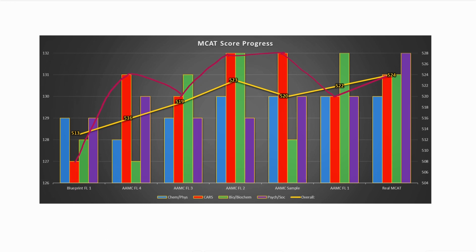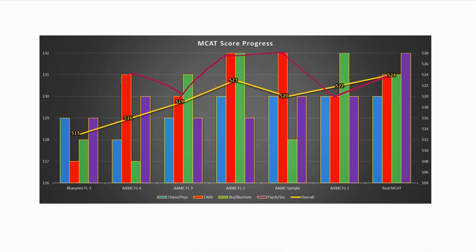And Blueprint, frankly, most of the other test makers, most of the non-AAMC test makers, in my opinion, their CARS sections are really not good. The way they write their questions, even their passages, frequently there's a lot more ambiguity in their questions than there should be. So in my opinion, frankly, I don't recommend students use CARS from any other test maker other than the AAMC. And so I kind of disregarded this score. I assumed it was kind of an anomaly.